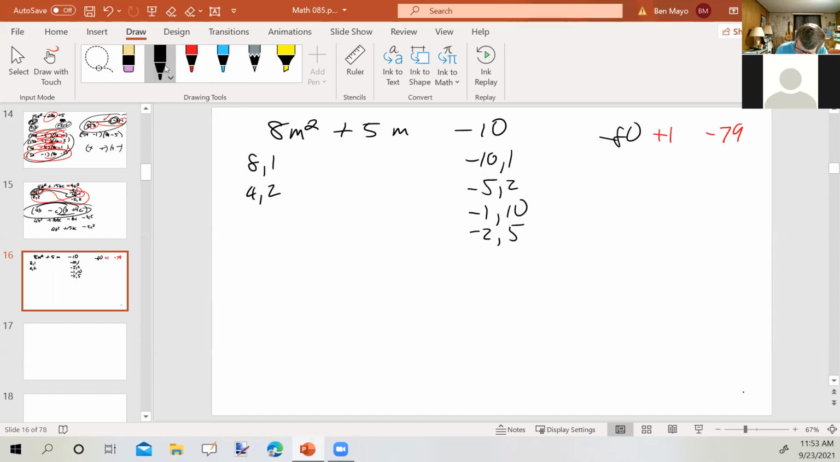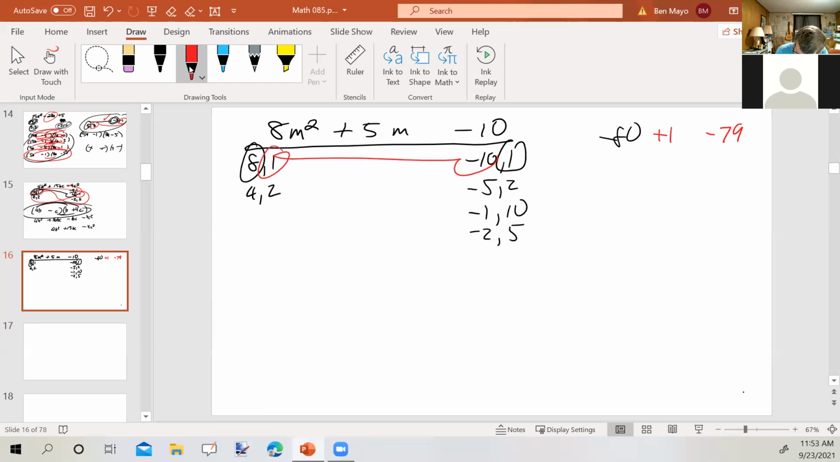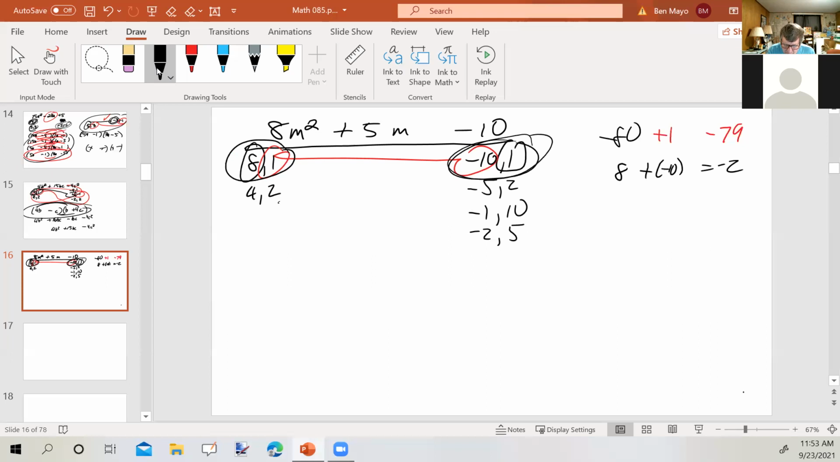Let's switch the order. 8 times 1 plus 1 times negative 10. That's 8 plus negative 10, which is negative 2. That doesn't work. So that means this group with that group doesn't work. But the problem is we can't throw out either group, because the first group might work with something else on the second list. And the top number, this group might work with the bottom one over here. So I've got to keep going.